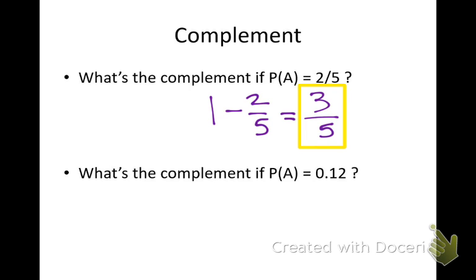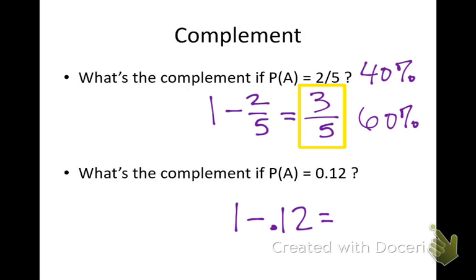Here's what you did. What is 2/5 as a percent? 40%. So you found that the rest of the population is going to be 60%. That's all you're doing. It's just written as a fraction instead of as percents. Okay? The second one is easier for a lot of people to see because it's written as a decimal. You do the same thing. 1 minus 0.12, which is 0.88. Okay? So that's all a complement is.